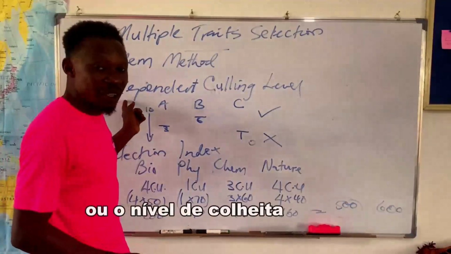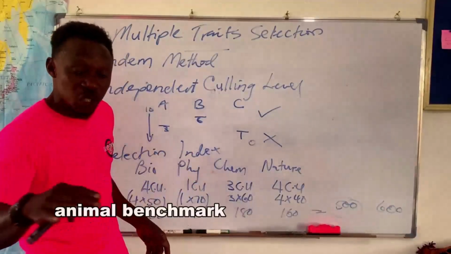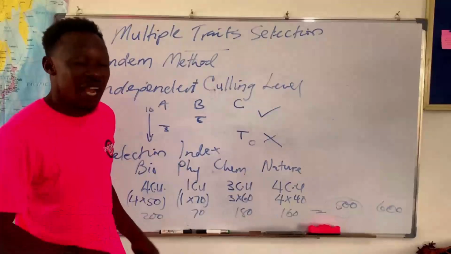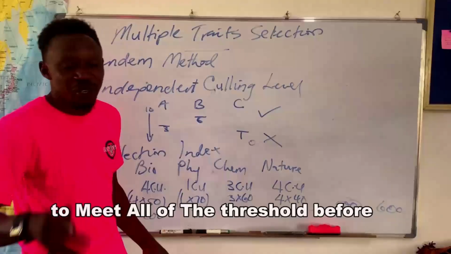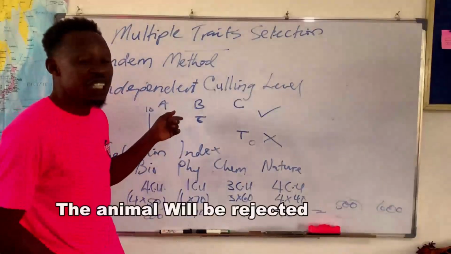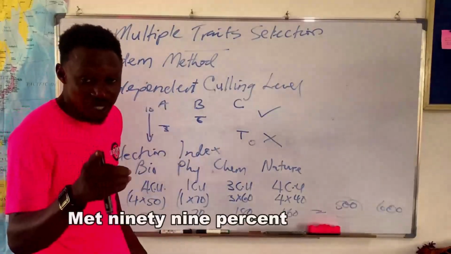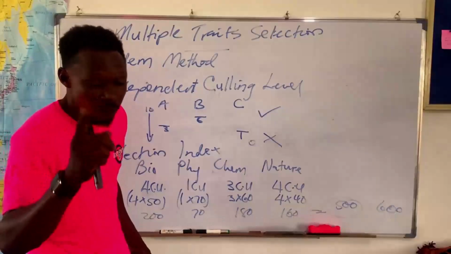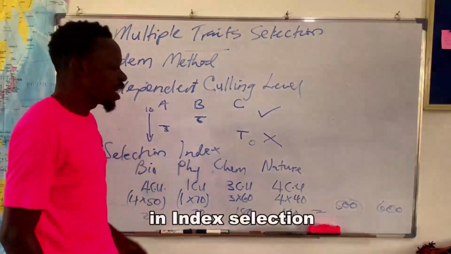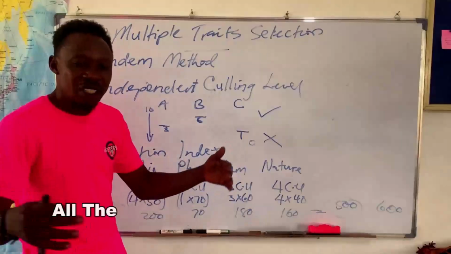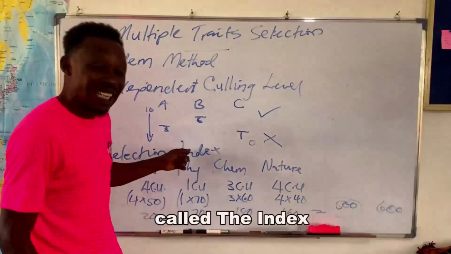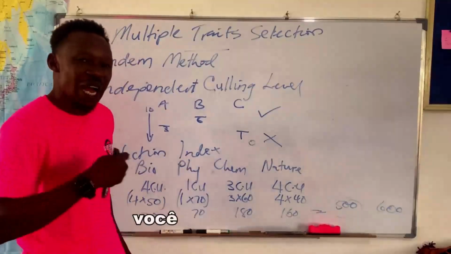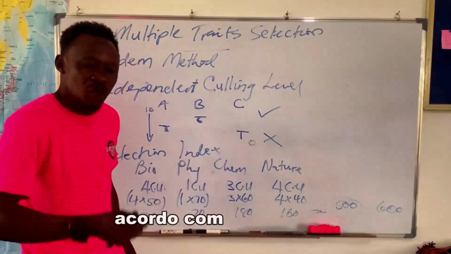Or independent culling level, where you set a minimum benchmark or threshold for all the traits. An animal is expected to meet all of the thresholds before the animal is selected. The animal will be rejected even if it has met 99% of the traits but has failed in one. However, in index selection, you pool all the traits together into one single measure called the index. In doing that, you attach weight according to your desires.